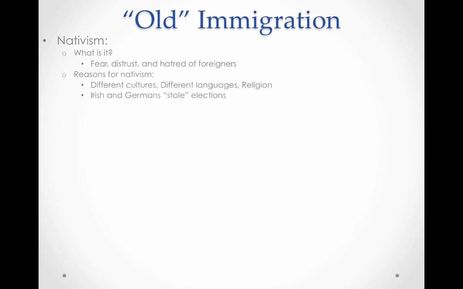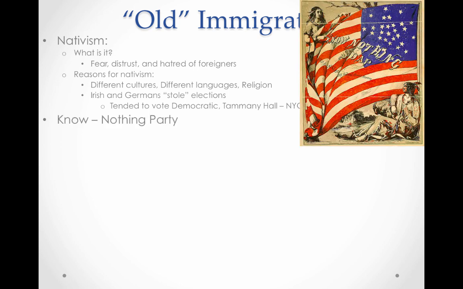And Irish and Germans would be accused of stealing elections because they would consistently vote Democratic. And we'll see this at places like Tammany Hall in New York City, which we'll talk about in the next video.